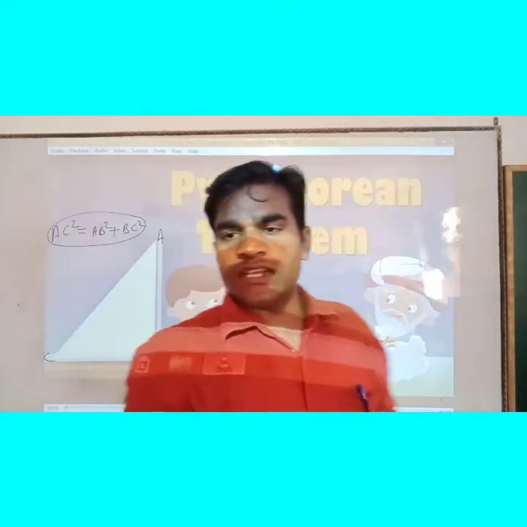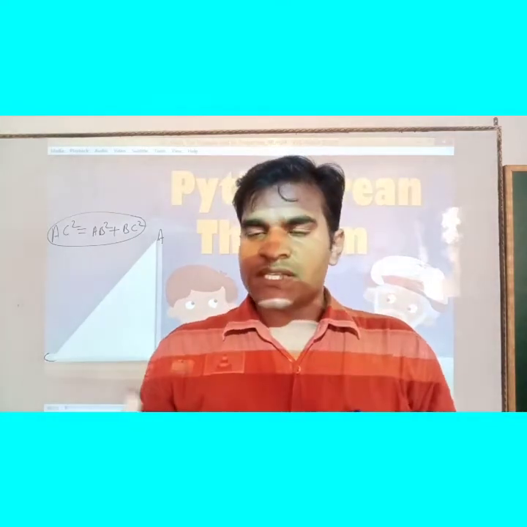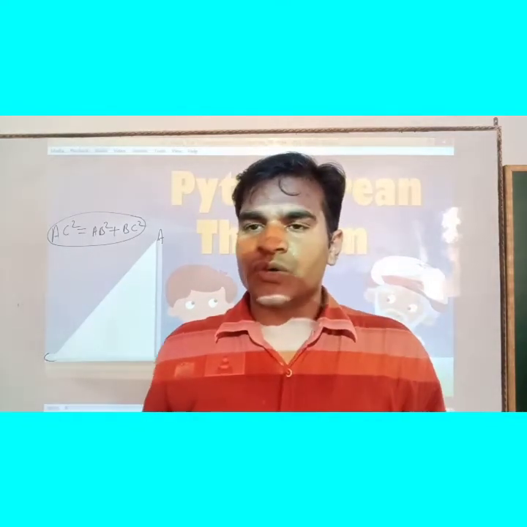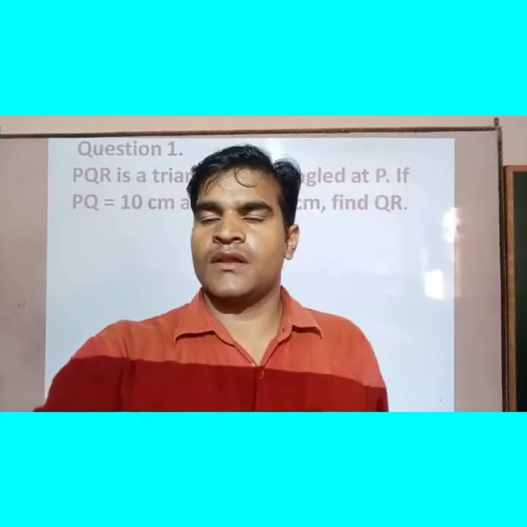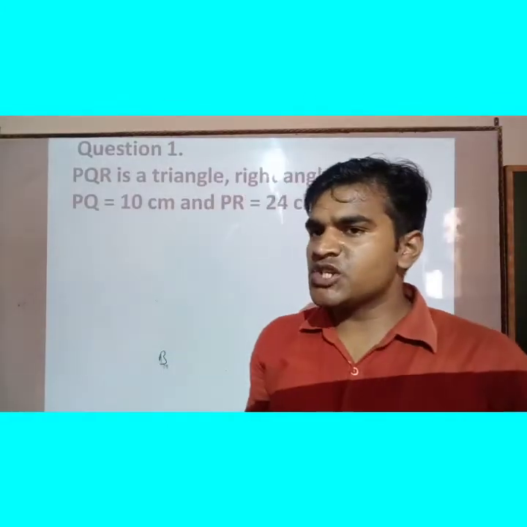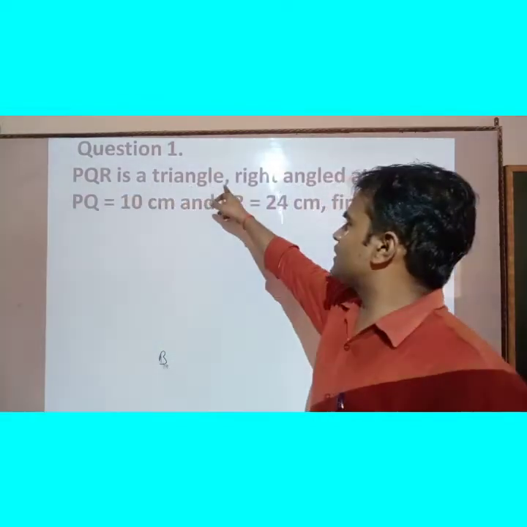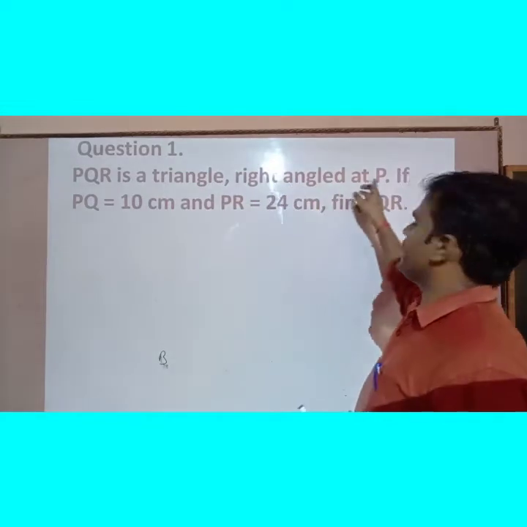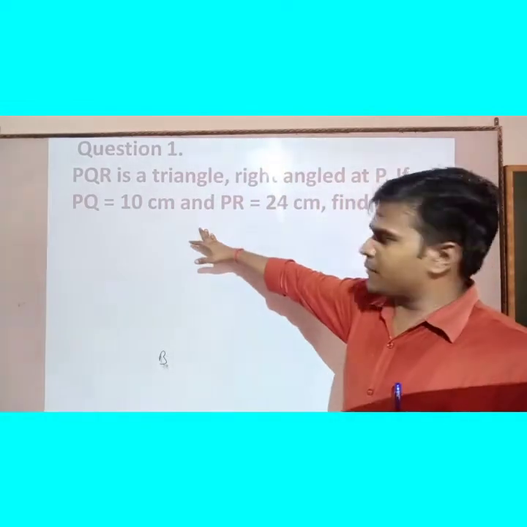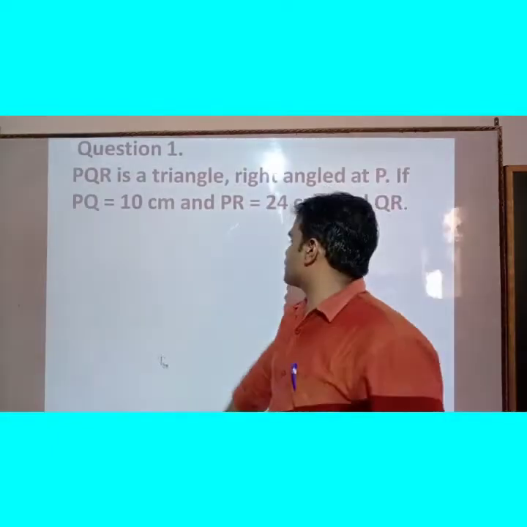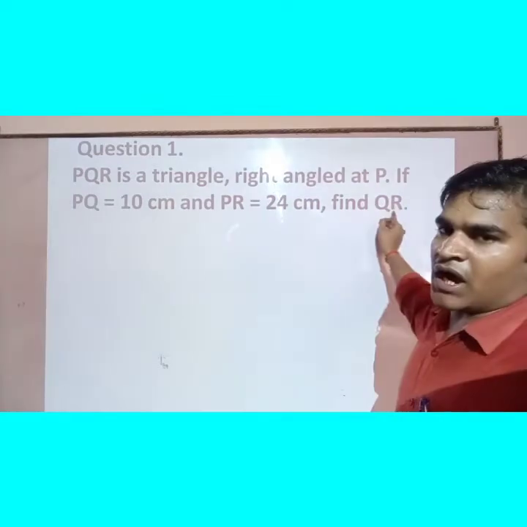So children, in today's class we are going to solve the sum problem related to Pythagoras theorem. So let's see question number 1. Students, in this question given that PQR is a triangle, right angle at P. If PQ is equal to 10 centimeter, PR is equal to 24 centimeter, find QR.